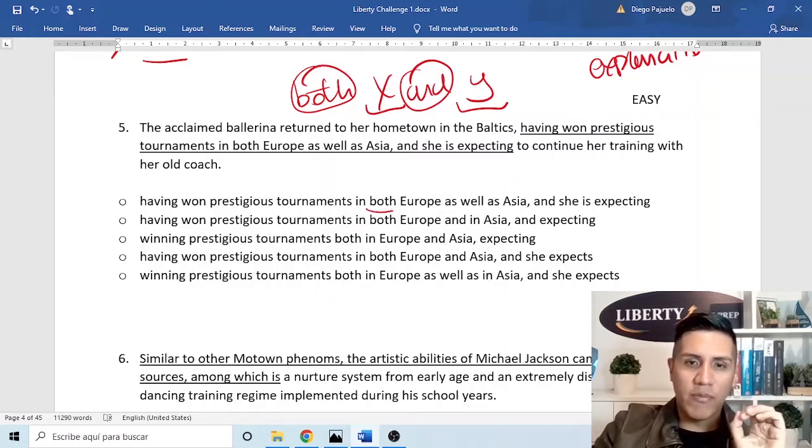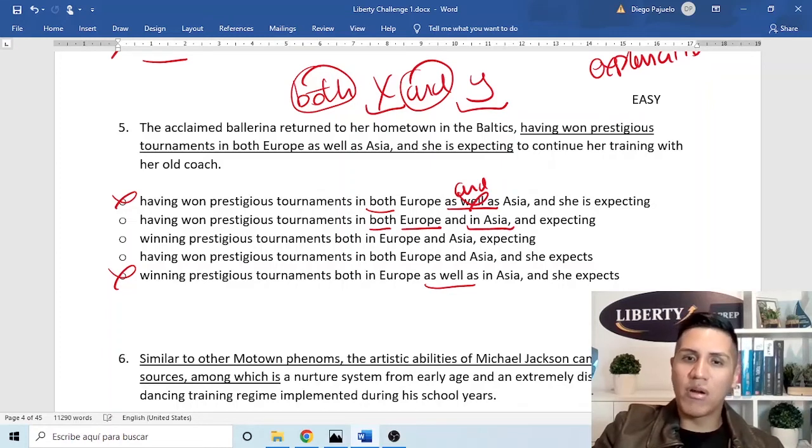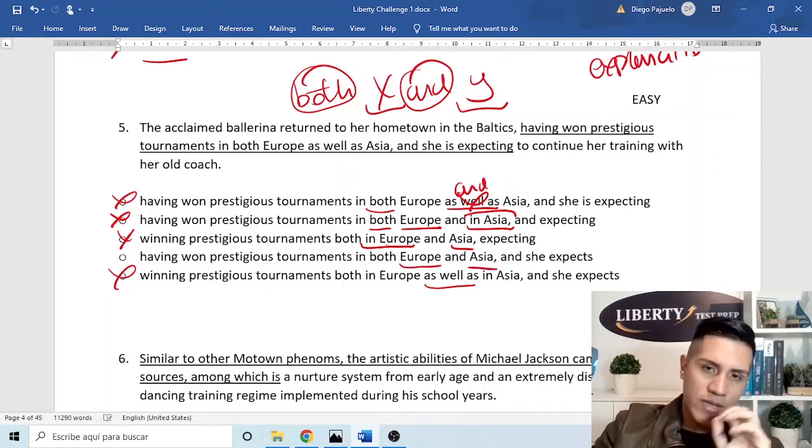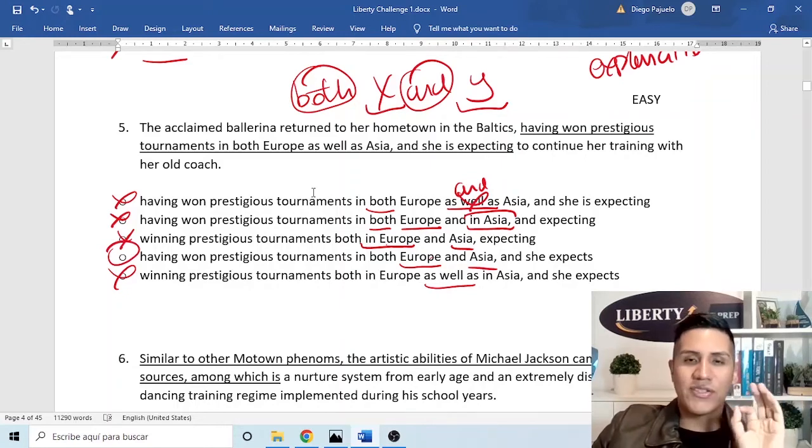So here, for example, the letter A, both Europe as well as Asia, wrong, because you need an and. You don't need an as well as. You must have and. Same way here, letter E, out. Then you have, for example, letter B, both Europe and in Asia. That's wrong. Why? Because those two are not parallel. The first one is a noun, and the second one is a prepositional phrase. That's not parallel. Letter C, both in Europe and Asia, the same thing. In Europe is a prepositional phrase, Asia is a noun. That's not parallel. Letter D, both Europe and Asia, that's fine. Noun and noun, that's the only one that works. Okay, so there we go. Number 5, answer is D.